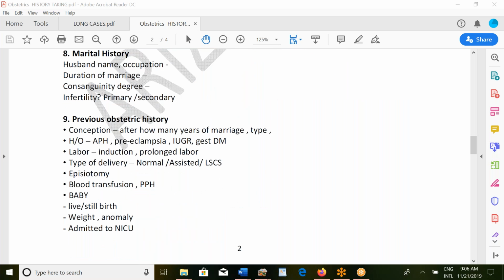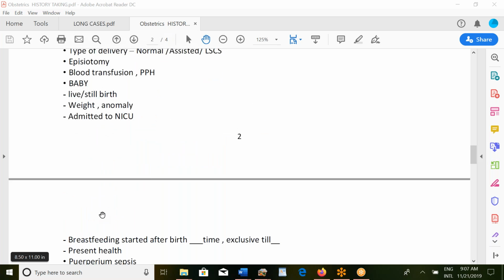Okay. Then previous OB history: how many conceptions, after how many years of marriage, type, history of any antepartum hemorrhage, preeclampsia, baby was small, any history of high sugar levels during pregnancy, how were her previous labors, induced or spontaneous, any history of prolonged labor, type of delivery, was it SVD, assisted, lower segment C-section, episiotomies, any history of blood transfusion, PPH, how was the baby, live or stillbirth, any weight abnormalities, any anomalies, any admission to the NICU.